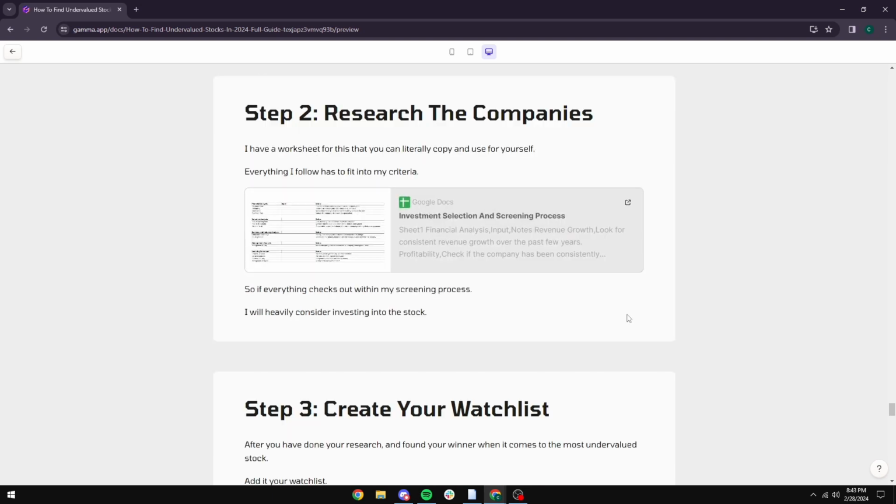I have a worksheet for this so you can literally copy and use for yourself. Everything I follow has to fit into my criteria. So if everything checks out within my screening process, I will heavily consider investing into the stock.